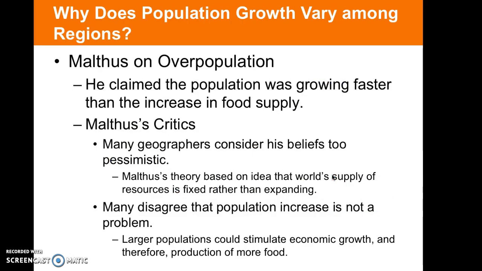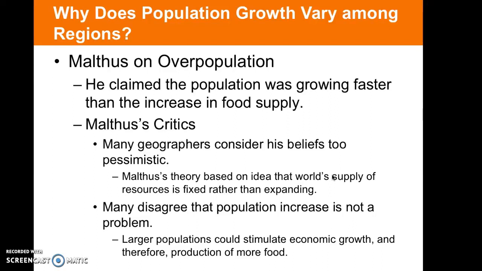Why does population growth vary among regions? Again, we're going to look at some theories about that. So we have Malthus. Malthus claimed that the population was growing faster than the increase in food supply. Malthus was alive during the Industrial Revolution in England, and he was very grim. He did talk about how we had exponential growth in our population, which we did. And it started during the Industrial Revolution. So these are the first people to notice it. And it's scary when you start to notice how fast the population is growing.